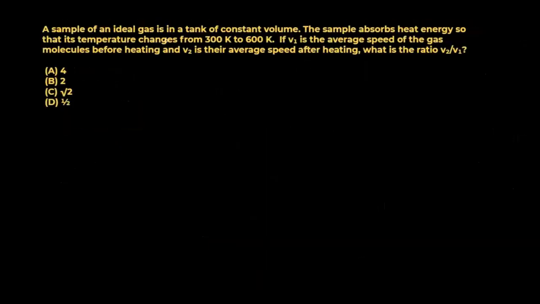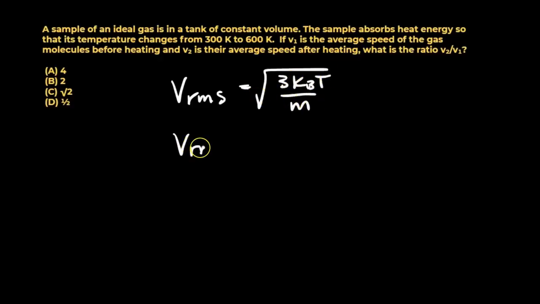A sample of gas is in a tank of constant volume. The sample absorbs heat energy so that its temperature changes from 300 Kelvin to 600 Kelvin. V1 is the average speed of the gas molecules before heating, and V2 is their average speed after heating. What is the ratio V2 to V1? So we're going to start with our root mean squared speed equation. From this equation, you can see that the average speed is proportional to the square root of the temperature.